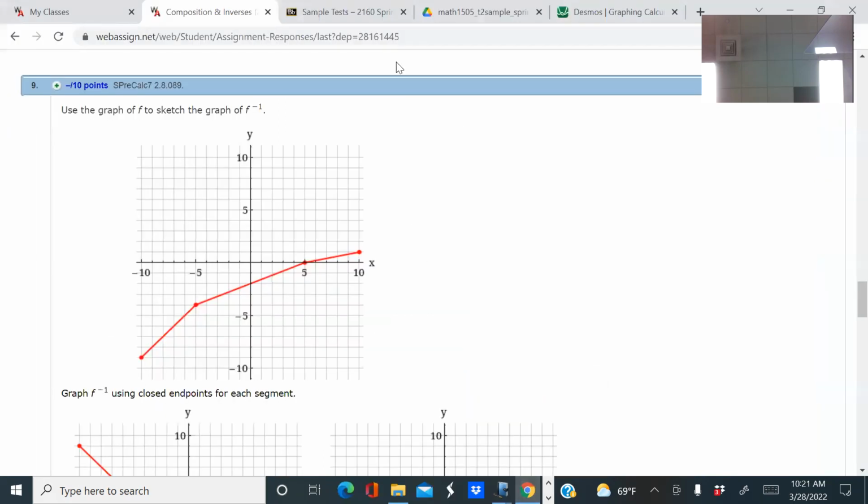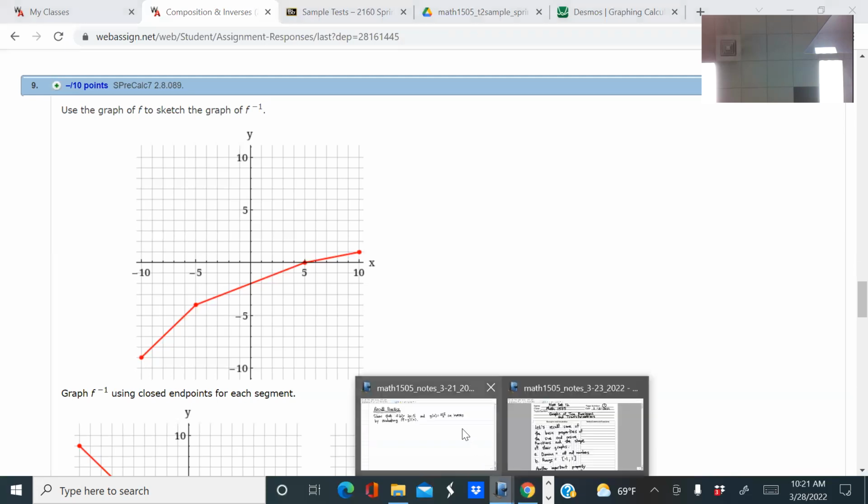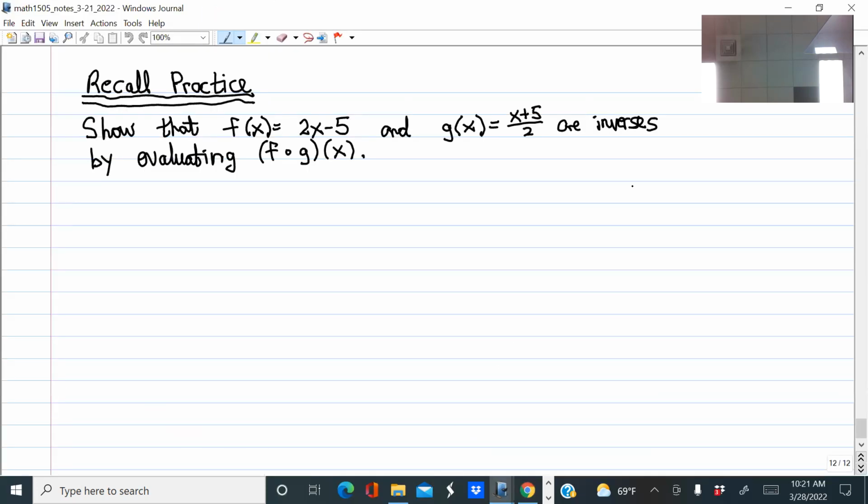I think y'all will be able to finish the homework there, at least on composition and inverses, pretty easily. Well, let me give y'all a recall practice. So this one is kind of straightforward now.